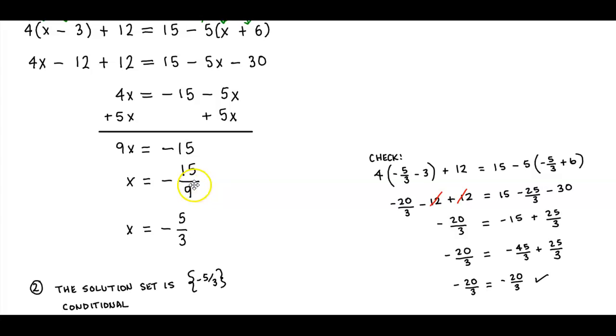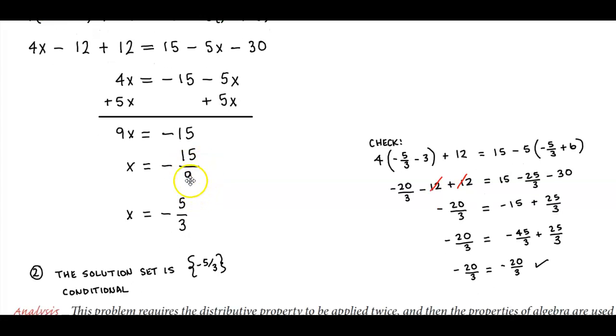We want to make sure that we reduce that fraction so that they both have a common factor of 3. The solution x is going to equal negative 5 over 3. So the solution set is, brace, negative 5/3. And it's a conditional statement because we got one unique solution.